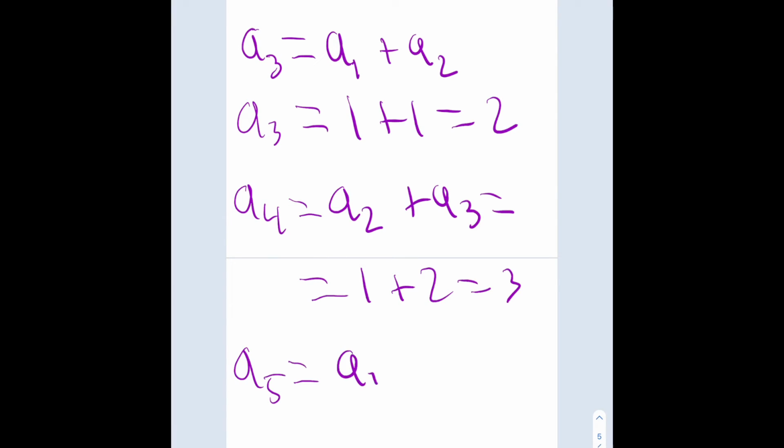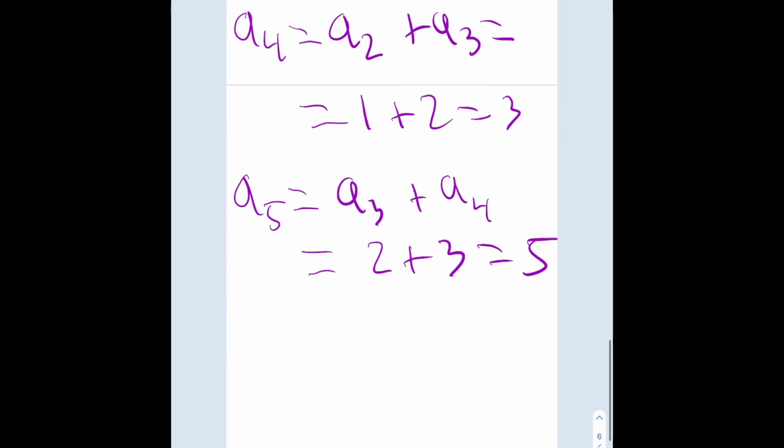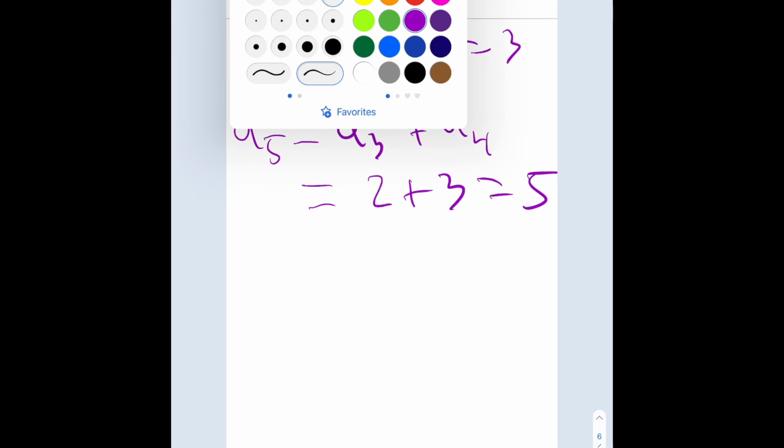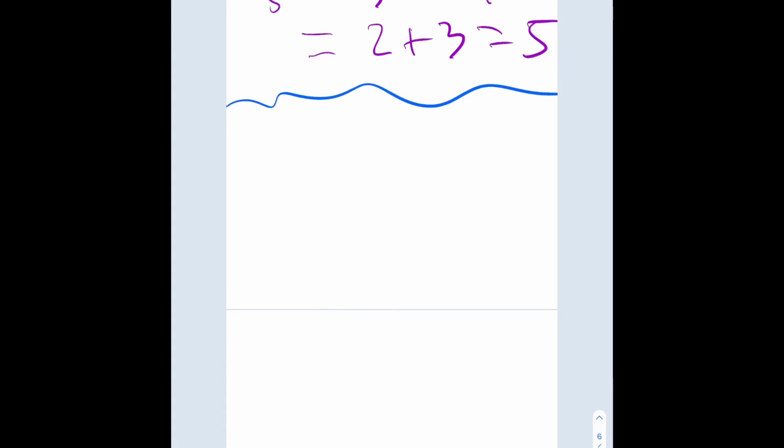If I want to find the fifth term, I need to take the third term plus the fourth term, which is going to be 2 plus 3 equals 5. 5 plus 3 is 8. 8 plus 5 is 13. So it goes on and on. I wanted to expose you to the Fibonacci sequence because it is a classic recursive sequence like that.